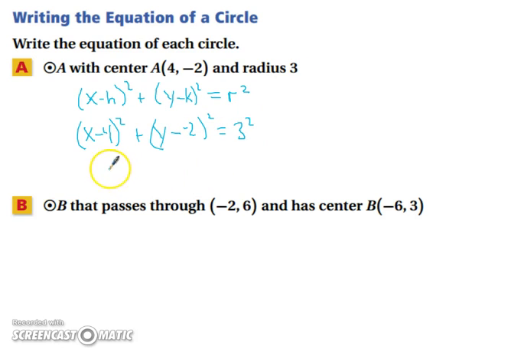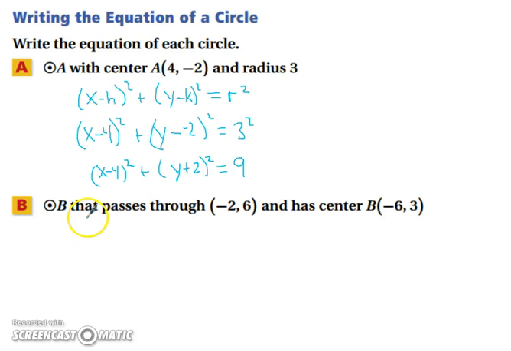Let's simplify this a little bit. We have x minus 4 squared plus y, and it's minus a negative, which is the same thing as adding a positive, squared equals 3 squared, which is 9. And that is the equation of circle A.